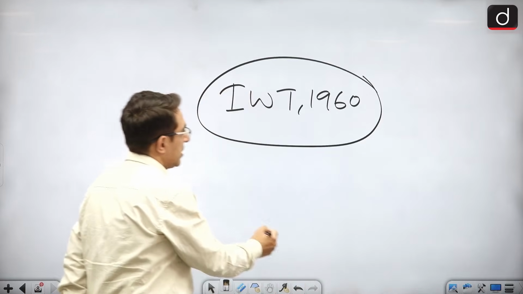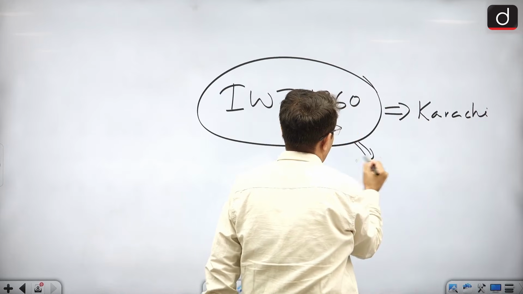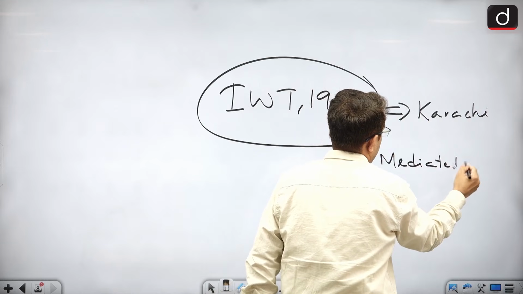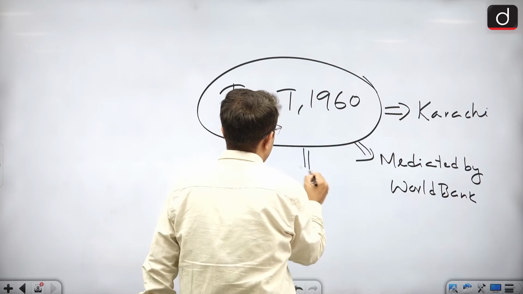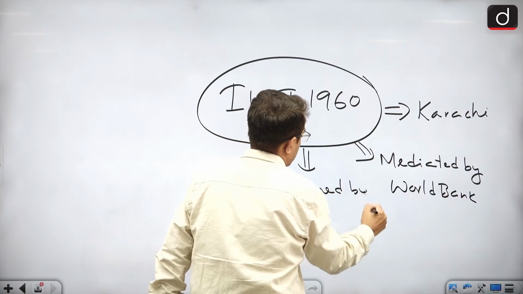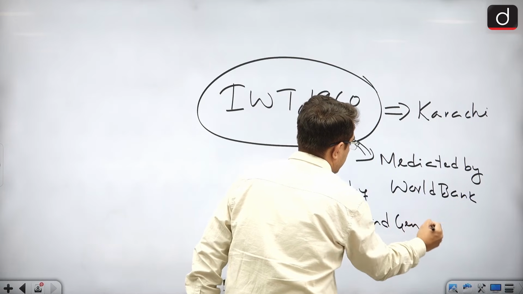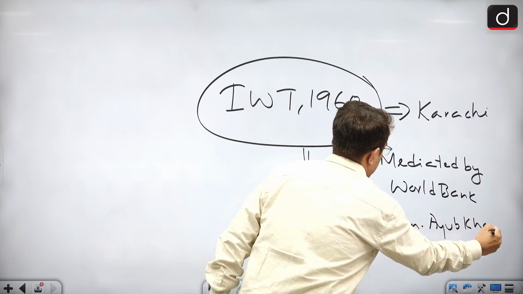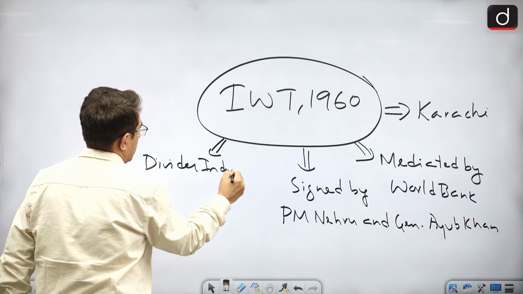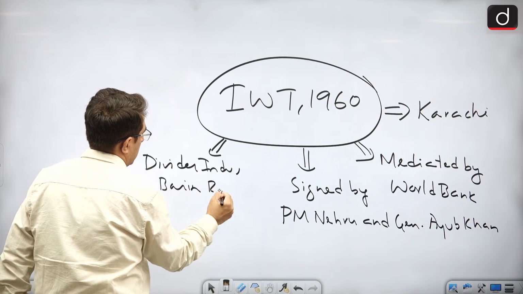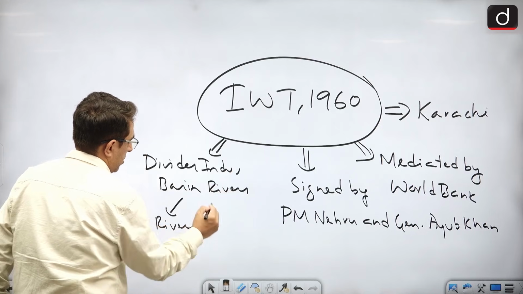सबसे पहले इंडस वाटर्स ट्रीटी 1960 साइन होती है कराची में. इट इज मीडिएटेड बाय वर्ल्ड बैंक. It is signed by Prime Minister Nehru and Pakistani General Ayub Khan. Right. It divides Indus Basin rivers into western rivers and eastern rivers.